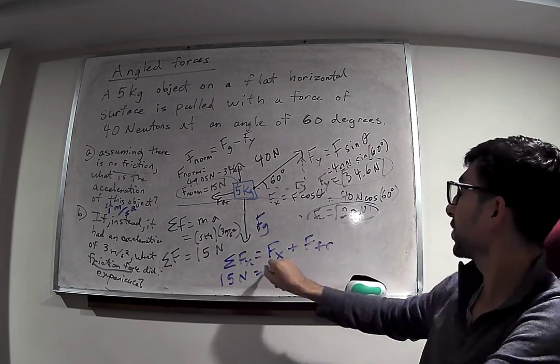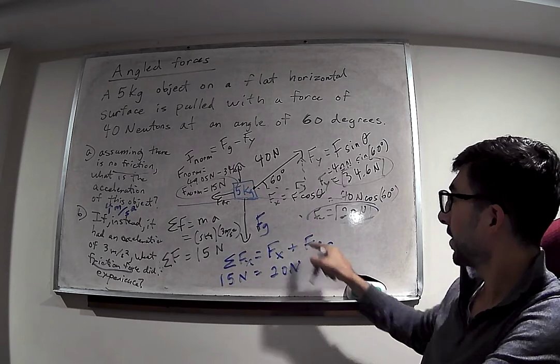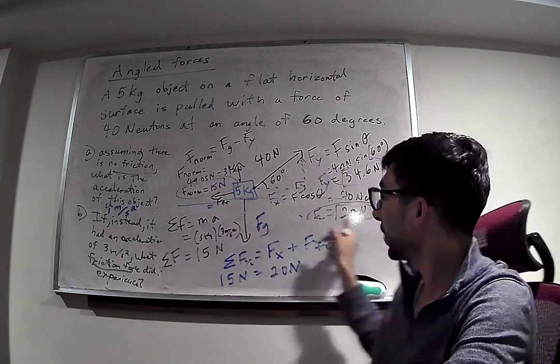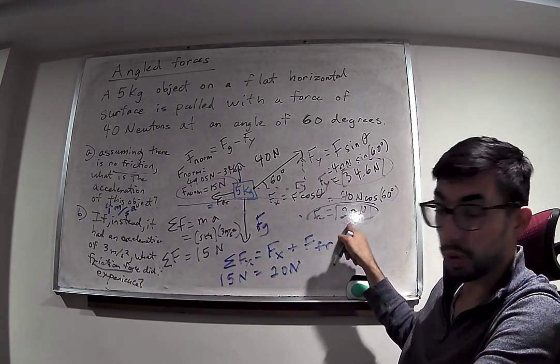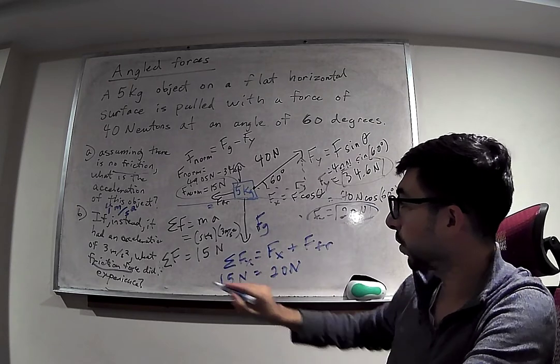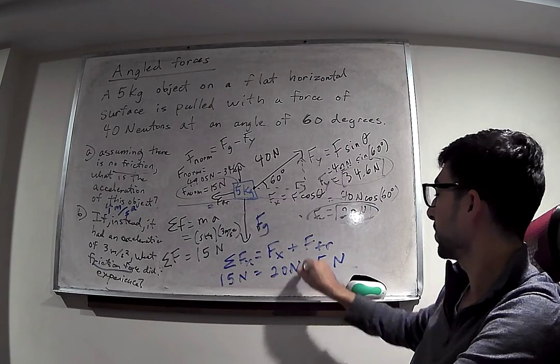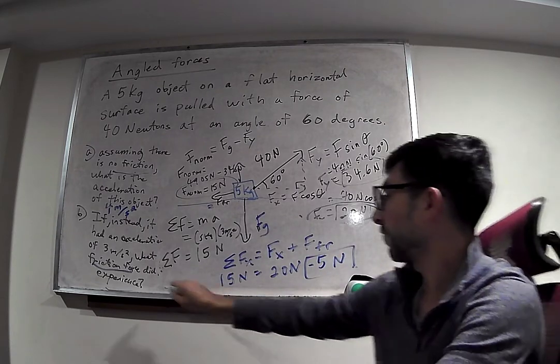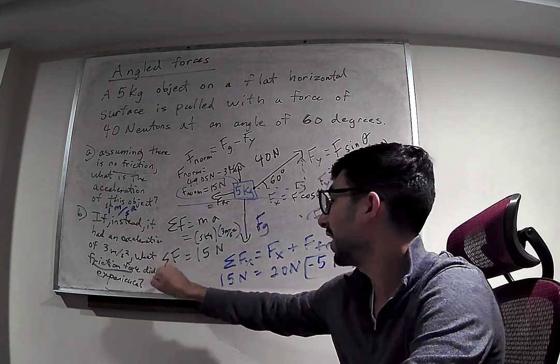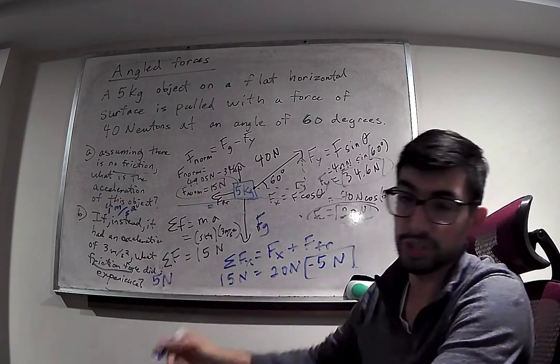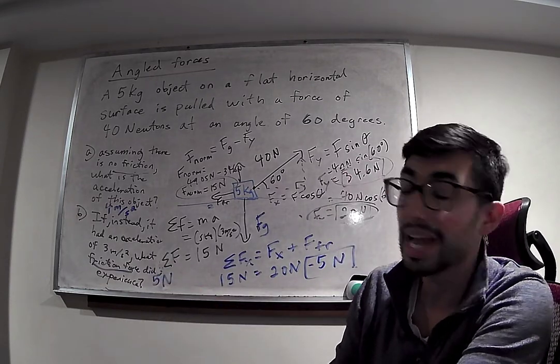Our Fx is 20 newtons. So what does the friction force have to be to slow it down enough so that the 20 newton force is not making it accelerate at 4 meters per second squared? Well, it should be negative 5 newtons to make this equation work. And so our force of friction here would be negative 5 newtons. If I said the magnitude of it, it would just be positive 5 newtons.